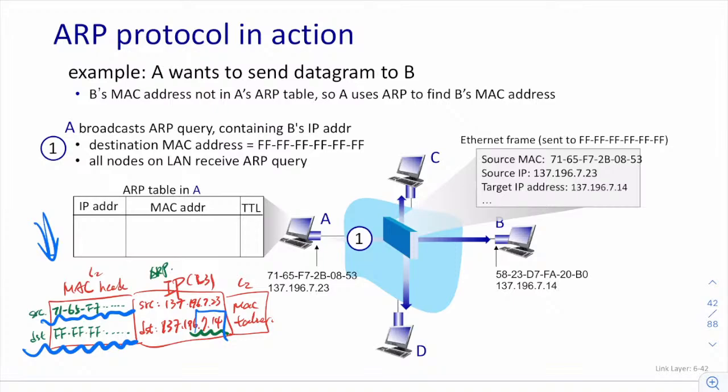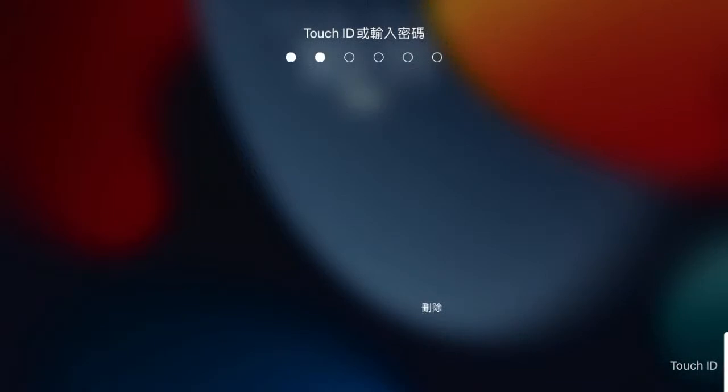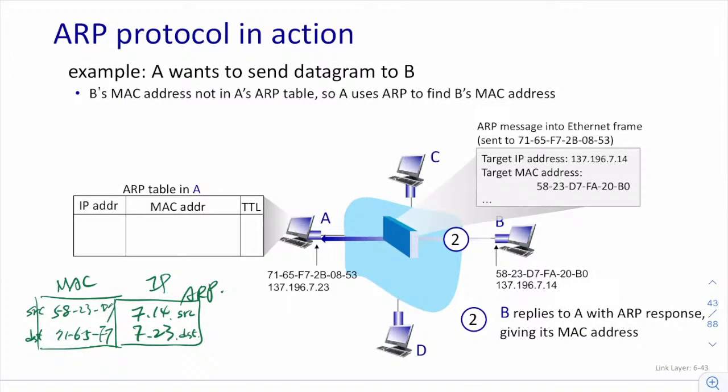But for B, after it receives this signal, let's take a look at the layer 2. Okay, this is the broadcast FFF, so it will unpack this frame. And in this ARP packet, it says, okay, we'd like to know what is the MAC address of 7.14. And B says, okay, it's me. So, again, let's take a look at this one. And again, B will send an ARP reply back to this subnet.